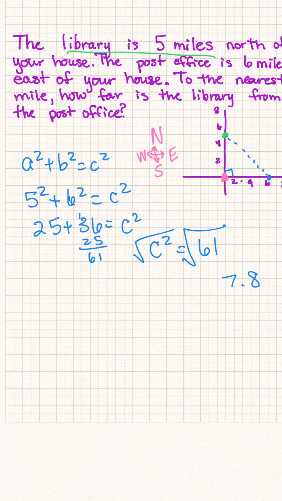So 7.8, if we round, the 8 makes the 7 go up. So it's about 8. And to say it's about, you do a squiggly equal line. So C equals approximately 8.